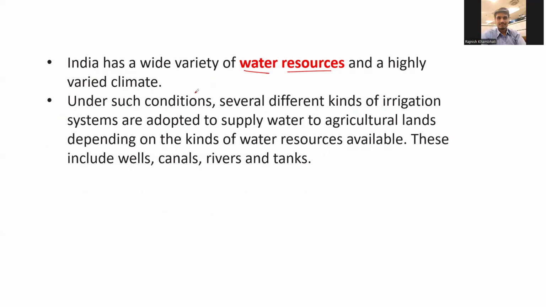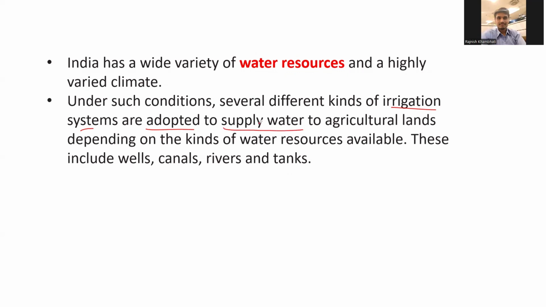So in India, a variety of water resources are present, and a highly varied climate. See, these are the two things. We have many water resources. Also in India, we have varied climate conditions. Under these kinds of conditions, several different kinds of irrigation systems are adopted to supply the water.